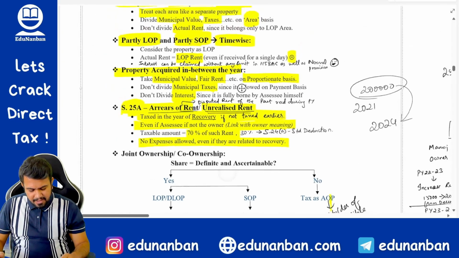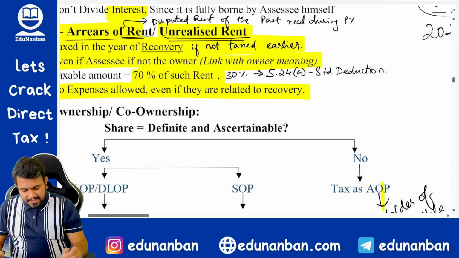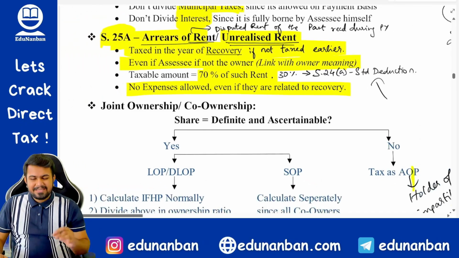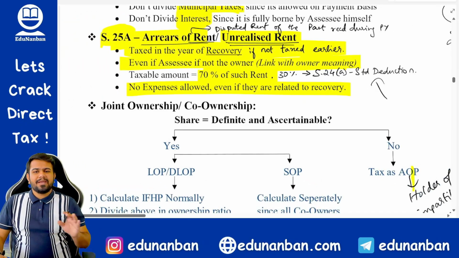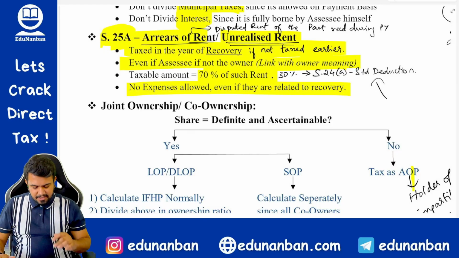Now, sir, how will we tax this recovery of arrears of rent and unrealized rent? Very simple. Take the entire value and you can allow 24A standard deduction of 30%. So the balance 70% will be taxable under income from house property. And since standard deduction is allowed, no other expense will be allowed, like legal expense, etc. Nothing will be allowed as deduction.